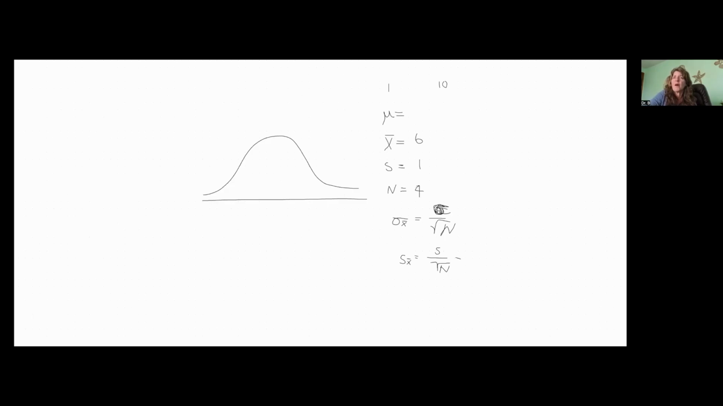So in this case now, I have 1 divided by the square root of 25. I mean, the square root of 4, which gives me 1/2, right? And I have my sample mean, and now you need to know what is my population mean. My population mean is actually a 9. We'll get that right there.